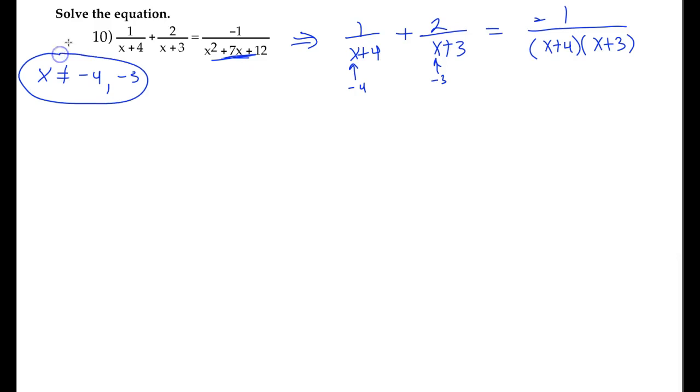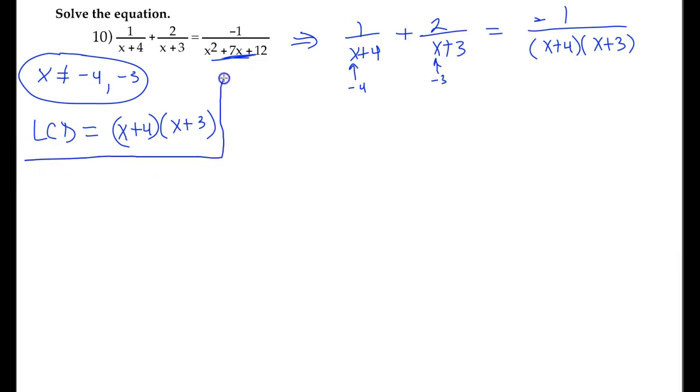We start off by trying to find what the solutions can't be before we actually figure out what the solutions are, okay? The next thing that we want to do is find out what our LCD is, okay? For our three fractions, quote unquote, in this particular equation, our LCD will be x plus 4 times x plus 3, okay?